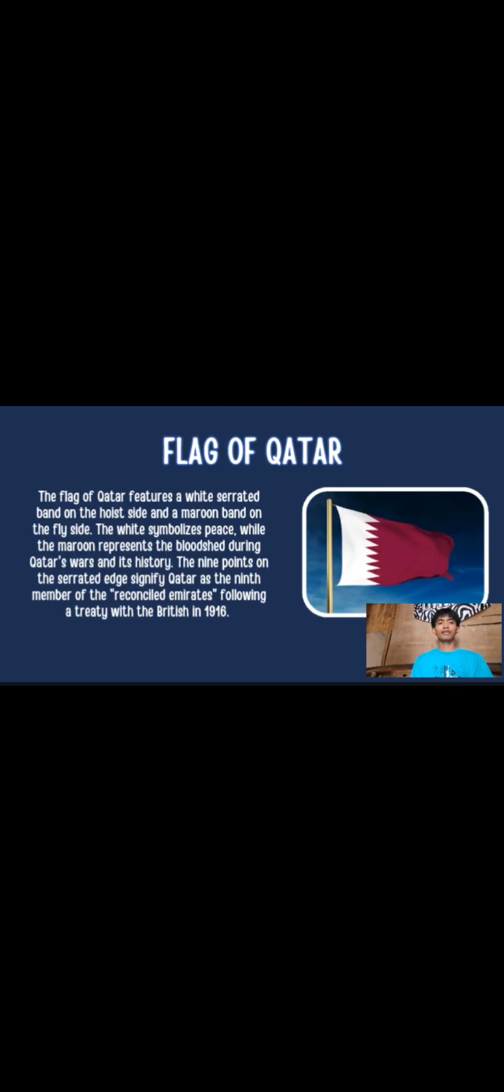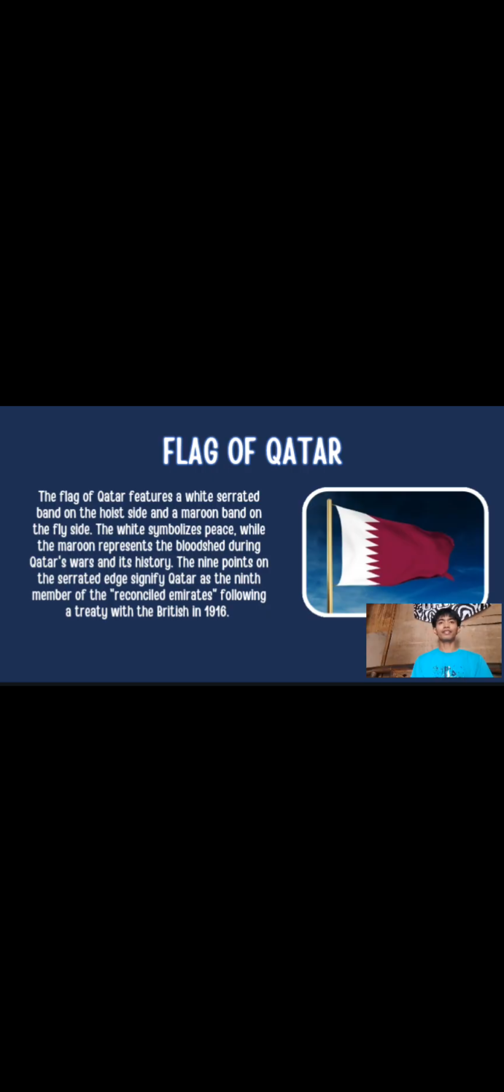Next slide is the currency of Qatar, which is the Qatari Riyal. 1 Qatari Riyal is equivalent to 16.10 pesos. 5 Qatari Riyal is equivalent to 80.48 pesos. 10 Qatari Riyal is equivalent to 160.97 pesos. 50 Qatari Riyal is equivalent to 804.86. 100 Qatari Riyal is equivalent to 1,609.71 pesos. 200 Qatari Riyal is equivalent to 3,219.45 pesos. And last, 500 Qatari Riyal is equivalent to 8,048.57 pesos.